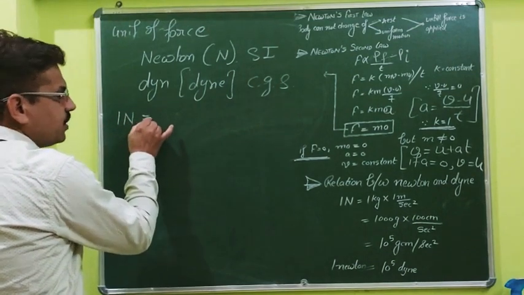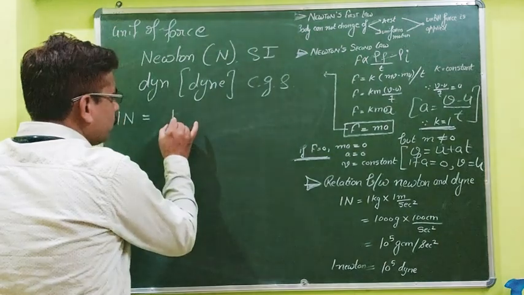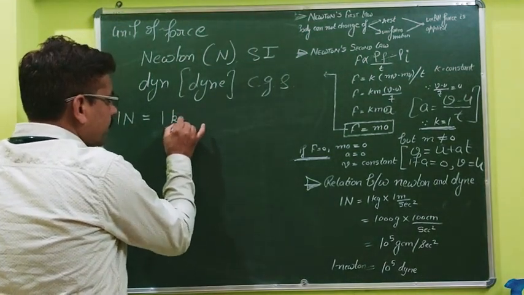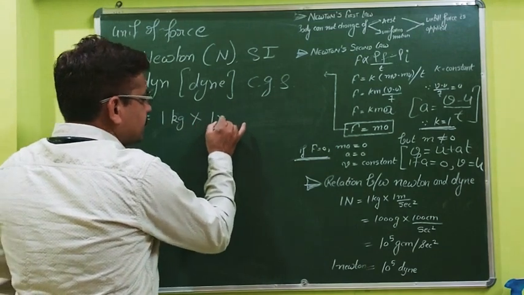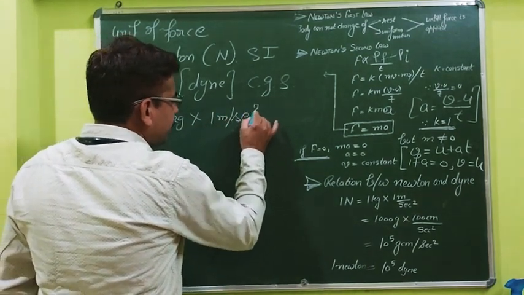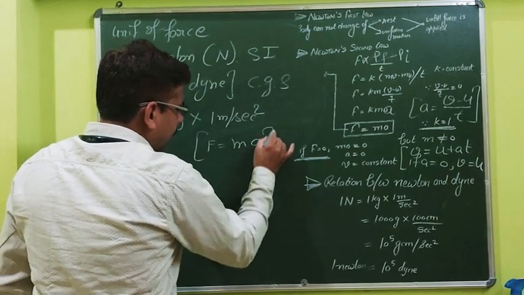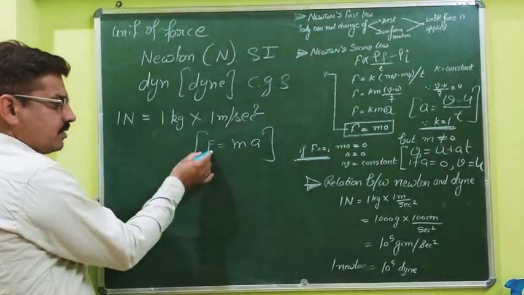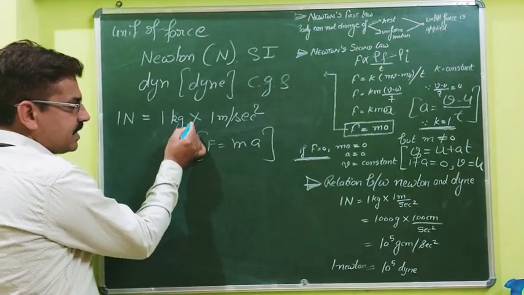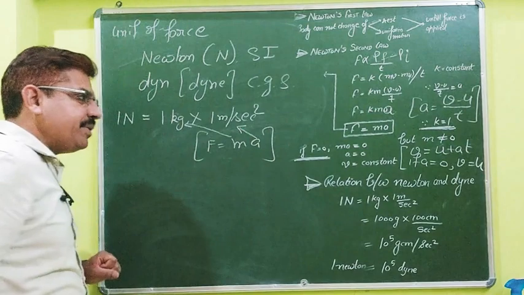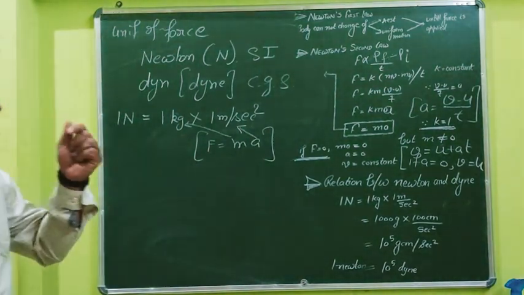So we know that 1 Newton is equal to 1 kilogram into 1 meter per second square. From here it comes, we know that F is equal to m into a. So F is in Newton, mass is written as kilogram, and acceleration is written as 1 meter per second square, because these are the units.